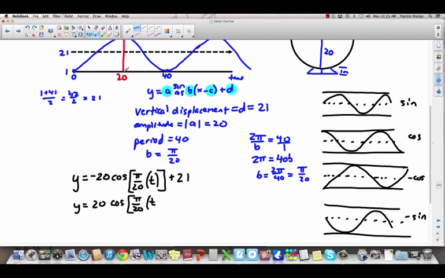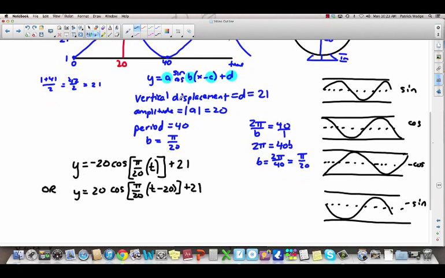Now, how much have you had to move the graph over? What's the phase shift here if you're going to start at this? You had to move it over 20, so it's t minus 20 plus 21. So this works as well. It's actually the same graph. If you were to graph both of these in a graphing calculator, they look exactly the same. Remember I told you this, there's infinite equations for this. Let's do another one of these.